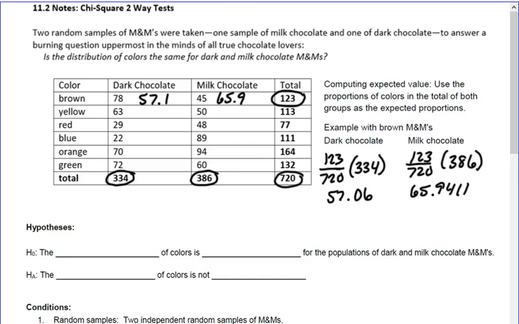Now I could go through that same thing and do 113 out of 720 times 334 and 386 to get the expected number of yellows, and I could go through that whole process for all of those. However, we're going to be using technology to find our other expected values. You should be able to find them by hand if necessary.